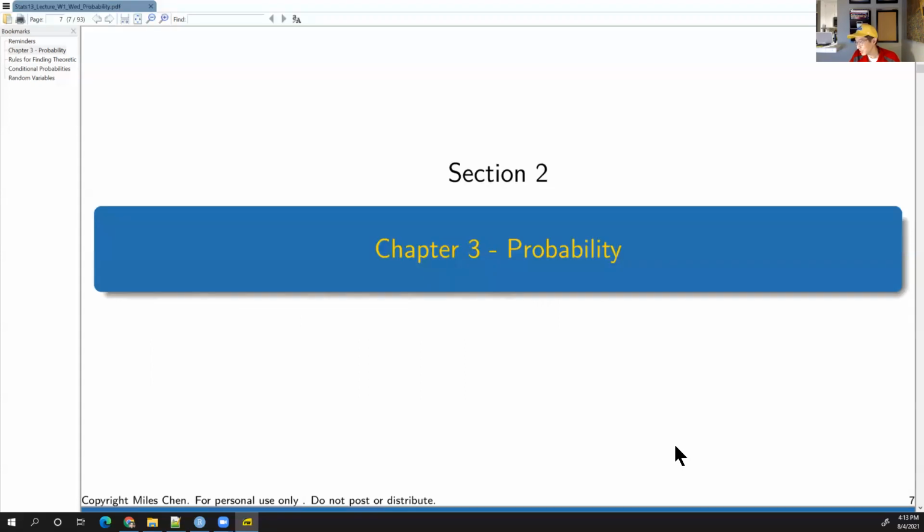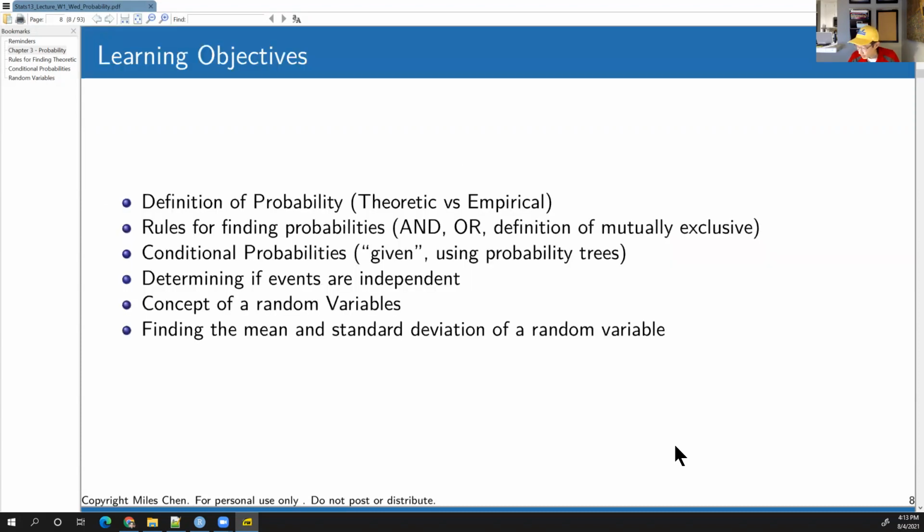Yes. Chapter 3, probability. That's what we're doing today. Okay, learning objectives. This is what we'll cover. We'll talk about the definition of probability, and we've got a theoretic and an empirical definition of probability. We'll cover rules for finding probabilities, and we've got conditional probabilities. And when you talk about conditional probabilities, there's also this concept of independent events, whether events are independent, and we'll even talk about what that means in the first place.